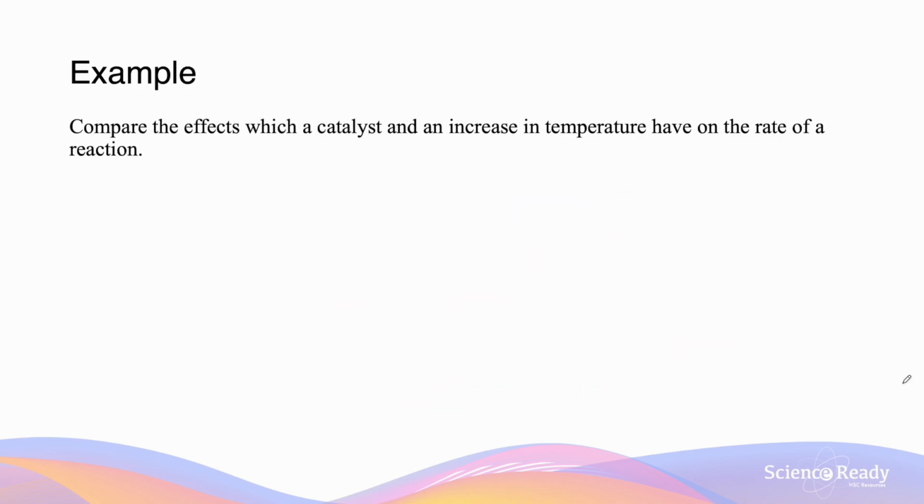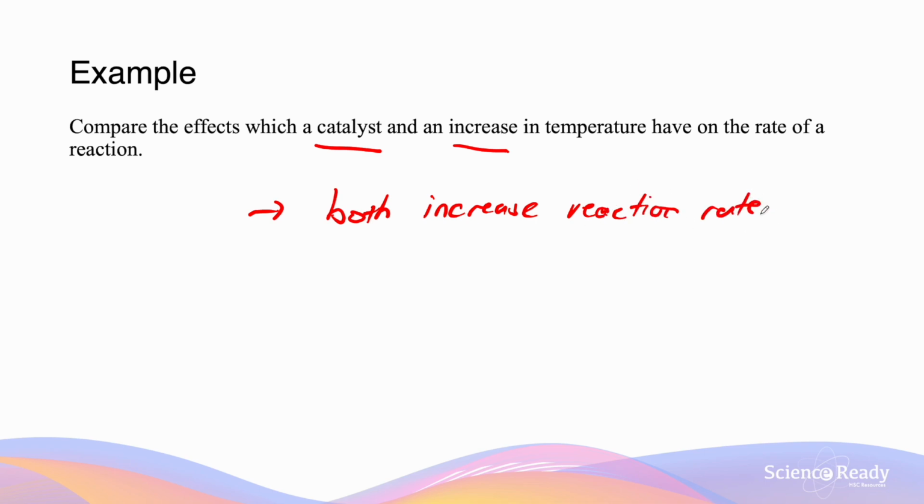Our next example asks to compare the effects of using a catalyst and an increase in temperature on the rate of reaction. So both the catalyst and an increase in temperature will have the same effect of increasing reaction rate. However, the mechanisms by which they do this are different. Using a catalyst provides an alternate pathway, which lowers the activation energy. An increase in temperature allows molecules to overcome the activation energy.